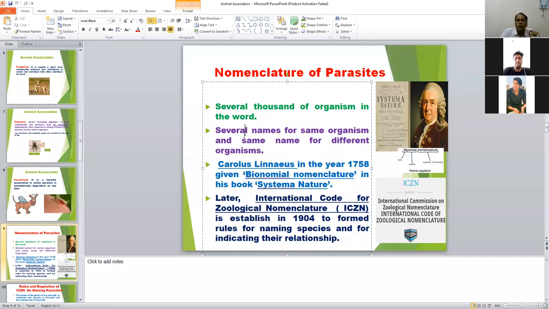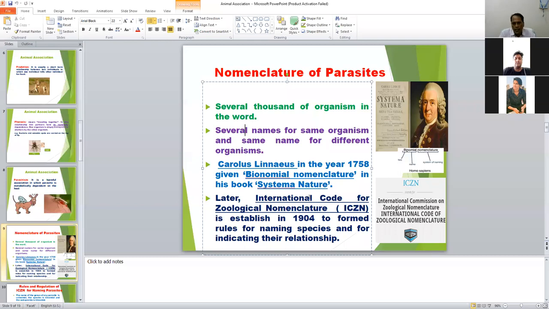So first of all, the nomenclature of the parasite was started by Carolus Linnaeus, who named the principle binomial nomenclature, and he wrote it in his book Systema Naturae. Binomial nomenclature was given by Carolus Linnaeus. Bi means two, nomial means name, and nomenclature is the system of naming. Every organism has two names, that is a genus name and a species name. That is Homo sapiens. Homo is the genus name and sapiens is the species name. This is the binomial nomenclature given by Linnaeus and written in his book Systema Naturae.